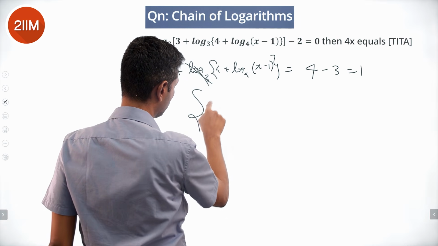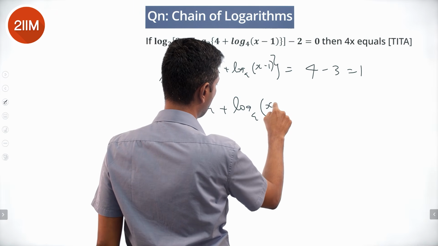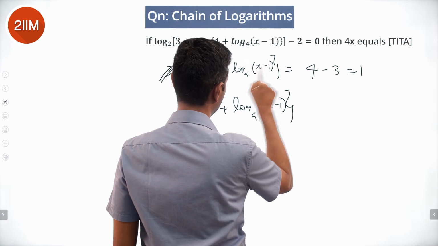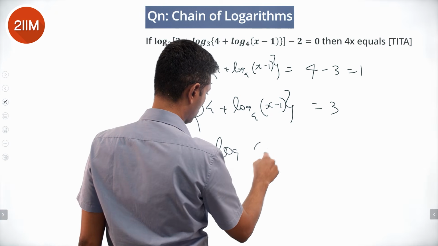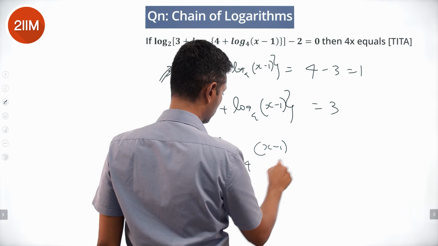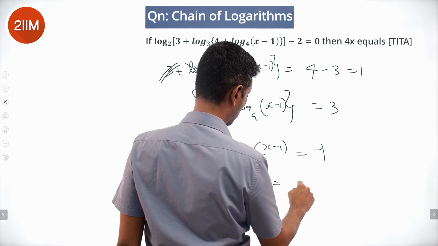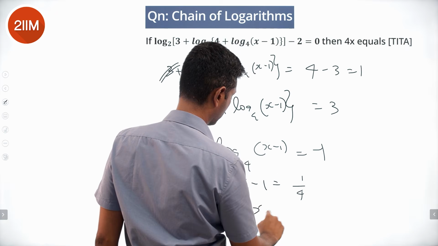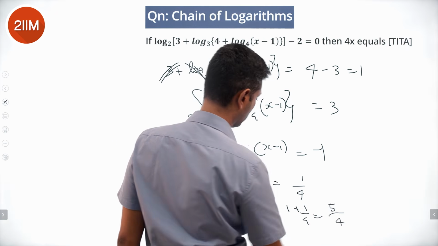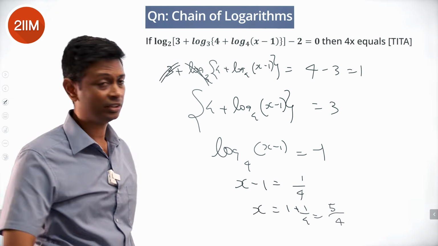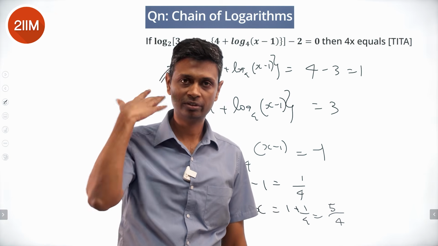Means there's remaining 4 plus log to the base 4 of x minus 1 is 3 power 1, which is 3. Or log of x minus 1 to the base 4 is minus 1. Or x minus 1 is 4 power minus 1, which is 1 by 4. Or x is 1 plus 1 by 4, which is 5 by 4. It's a tricky question, but you asked for 4x. X is 5 by 4. 4x is 5.